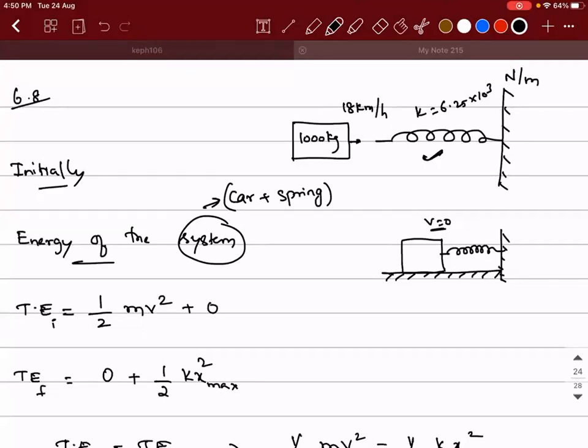Can it be potential energy of the car plus kinetic energy of the spring? No, it cannot be, because the potential energy of the car is always going to be 0, because you're taking that as a reference. If you want, you can take that also. It will get cancelled on both sides, because initially and finally, it is on the same level only. When it is on the same level, it has the same potential energy.